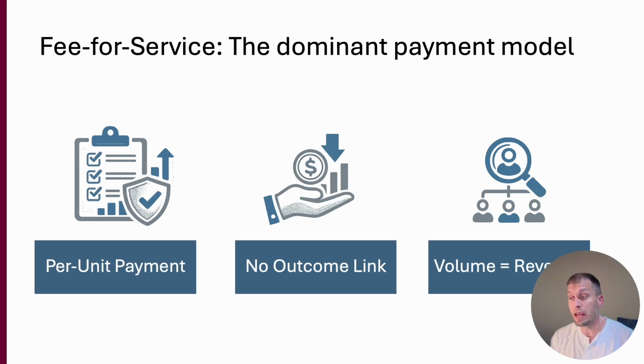So even today, fee-for-service is still the dominant payment method. So what does that mean? It means that for every unit of care that's provided, there's a payment associated with that. There's not necessarily any outcome link associated with that. And that means that the incentive for the practice is to do more care, right? Volume equals revenue.